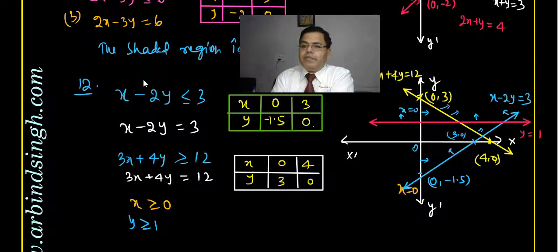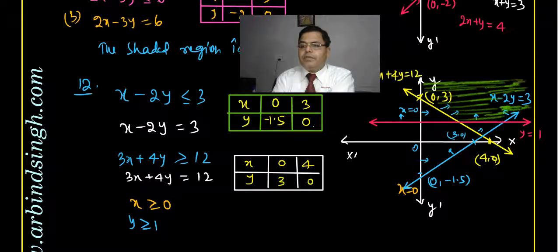So above this line is there, so the common region will come like this. This is the common region, which will satisfy all the characteristics, and you can have solutions. So this is the feasible solutions. We can draw it right now because it is above the y-axis, it is x greater than or equal to 0, and this is above this line, and this line is also satisfying. So all of them are satisfying these conditions. So this is a feasible region, and that will give the solutions of this question.